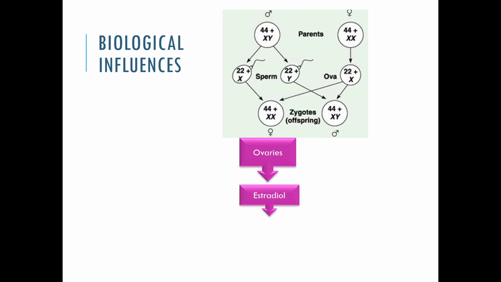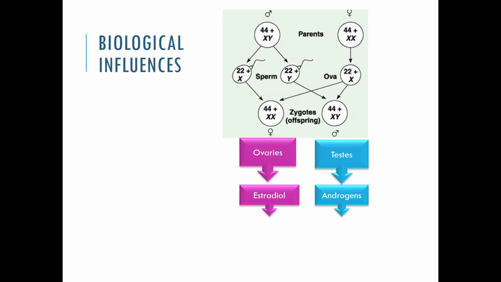So having an XX chromosomal pattern means that offspring will have ovaries. The gonads that offspring carries during the course of gestation will convert from gonads into ovaries. And ultimately, those ovaries are going to produce the hormone estradiol. We usually call it estrogen for short. If there's a Y chromosome present, then those gonads are going to convert into testes. And testes produce the androgens, testosterone being one of the androgens.